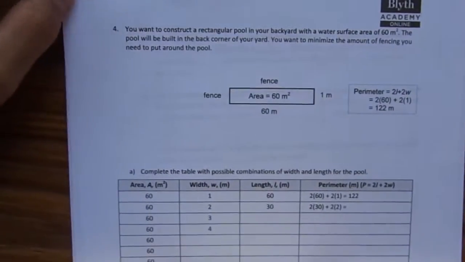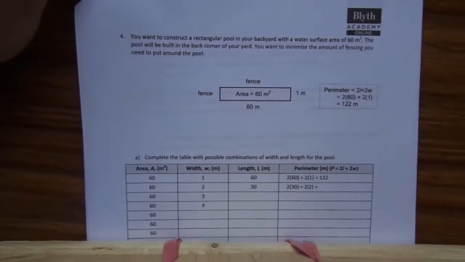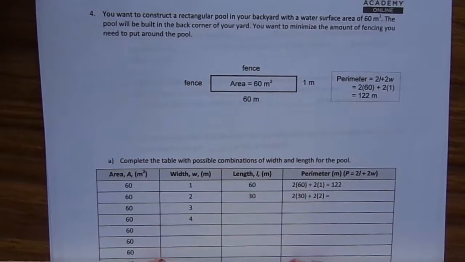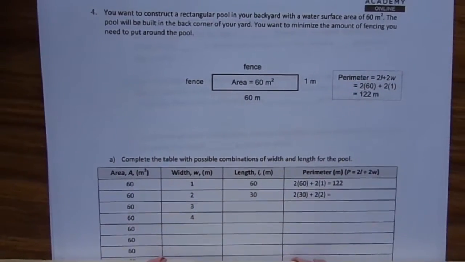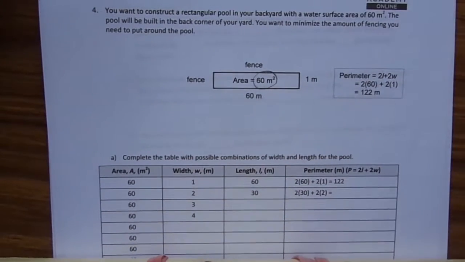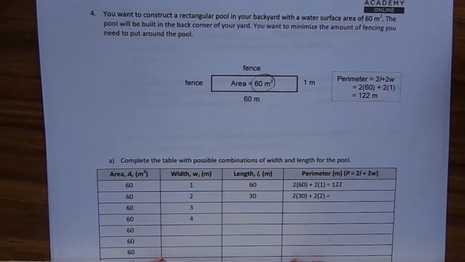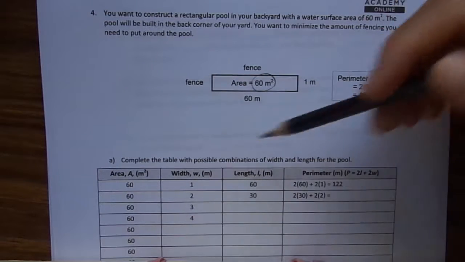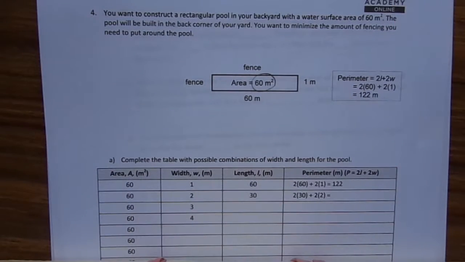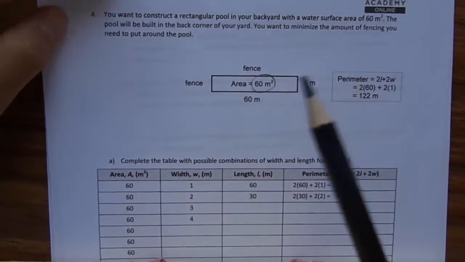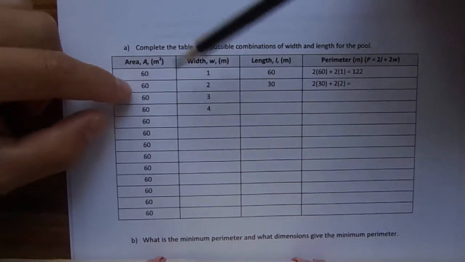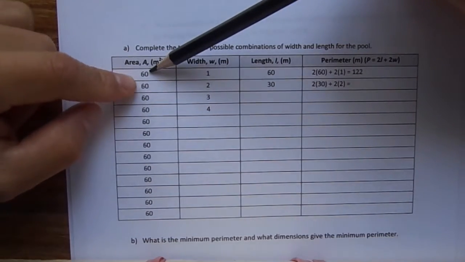Oh, look at that. The pool question I was talking about. So for question 4, let me zoom in a little bit. Okay, so you want to construct a rectangular pool, and you are told that it needs to be 60 meters squared. Now the pool will be built in the back corner of your yard. So you want to minimize the amount of fencing you need to put around your pool. Okay? So what I want you to do here is essentially fill out this chart. So how does this chart work? Well, you're given that the area needs to be 60 meters squared.